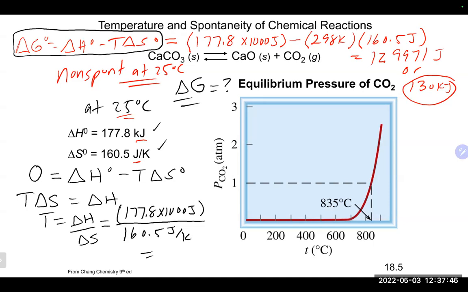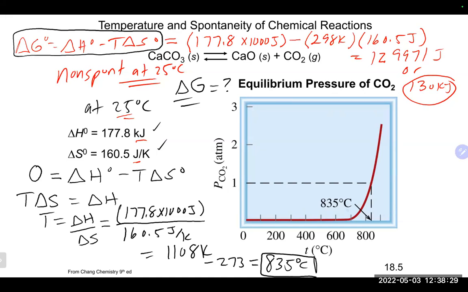And if we do that there, we get 177.8 times 1,000 divided by 160.5. We'll call it about 1108 Kelvin, which if we subtract 273 from gets us roughly 835 degrees Celsius. This number would represent the minimum temperature that you would need to turn this into a spontaneous reaction. That's quite hot, I'm assuming.